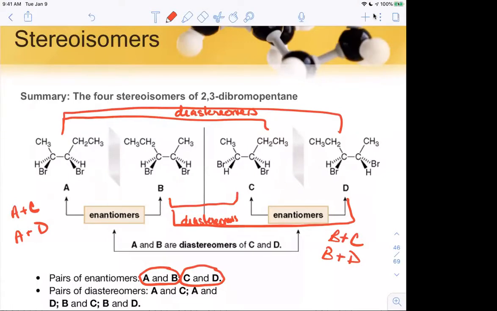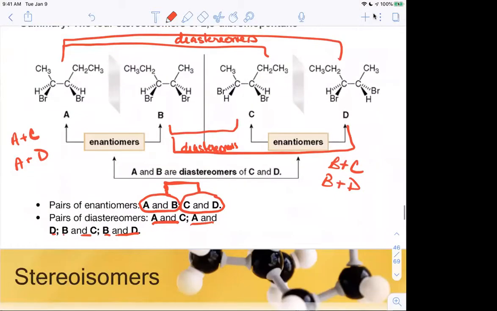Remember, I arbitrarily draw the mirror image. I change one of the two chiral centers, and then I draw that mirror image. That gives me A and B and C and D. Those are those two pairs of enantiomers. A and C, A and D, B and C, B and D, those are my diastereomeric pairs. I have one chiral center that is the same and one that is different.